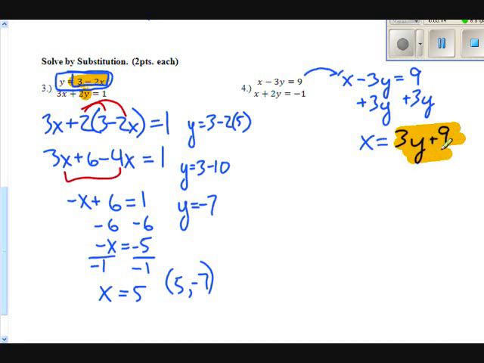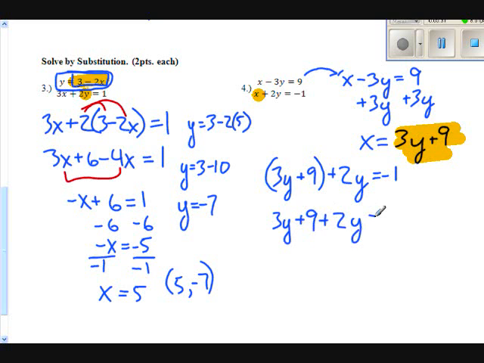So I'm going to go back over to my other equation and plug that in right there for x. I'm going to plug that in for x. So let's see, that's going to be 3y plus 9 plus 2y equals a negative 1. Now I've got to solve for y. So here I can get rid of the parentheses. I can lose those.